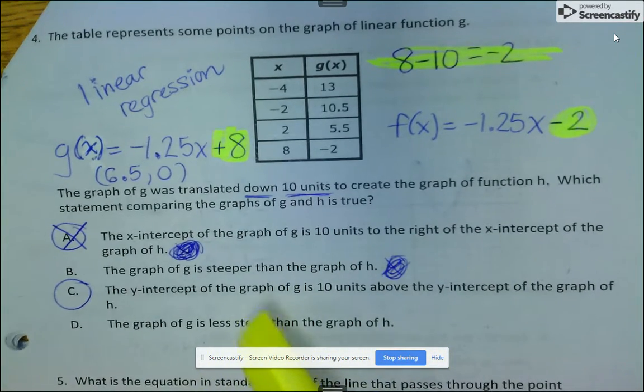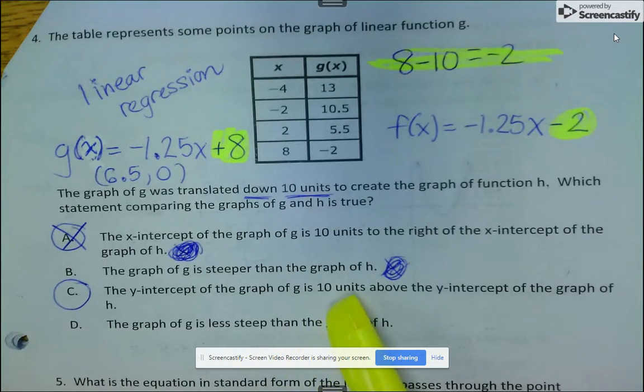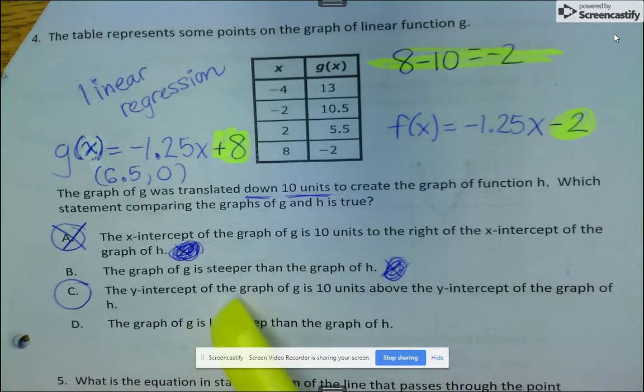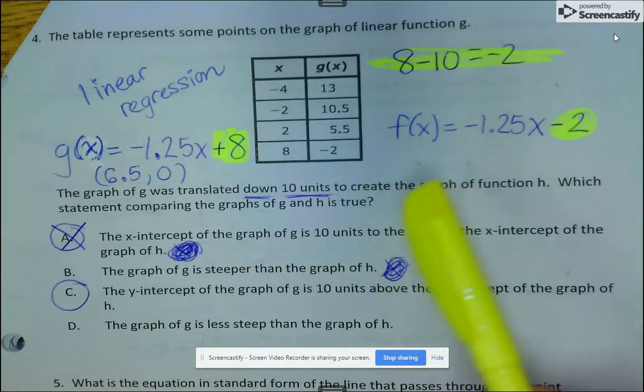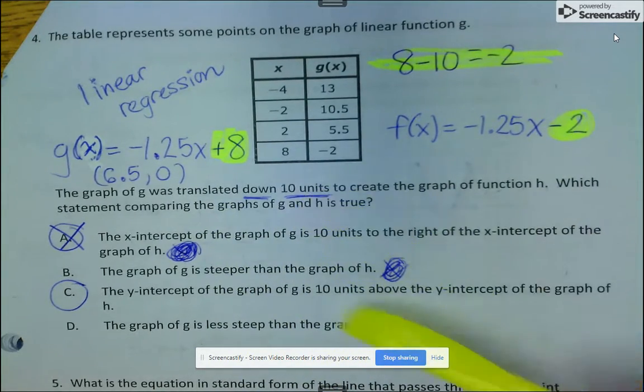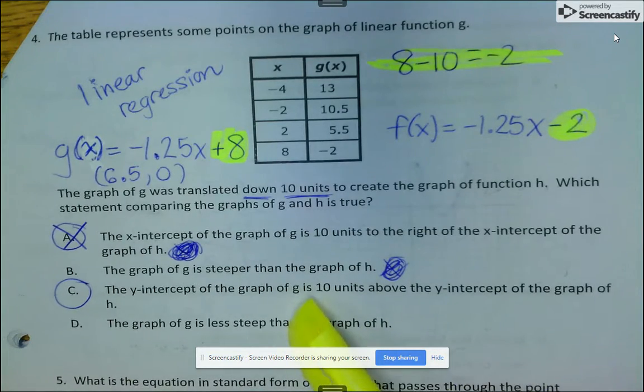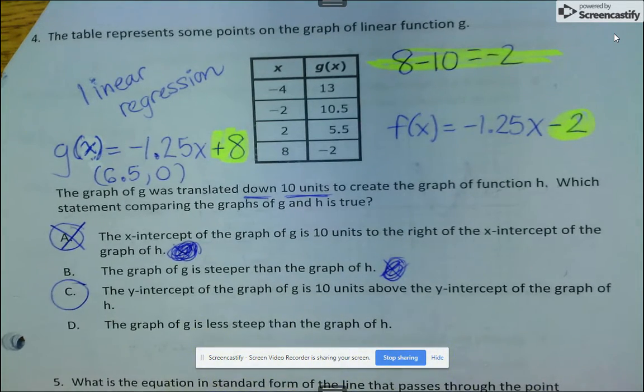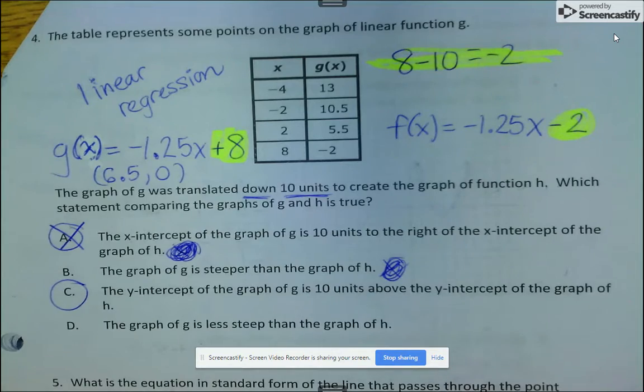The y-intercept of the graph of G is 10 units above the graph of H. Well, remember, we started with G and went to H. So although we moved it down, G is 10 units above H, because that's what we started with. So that is the answer.